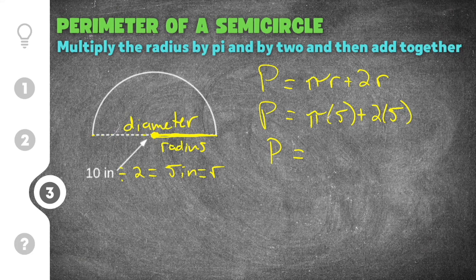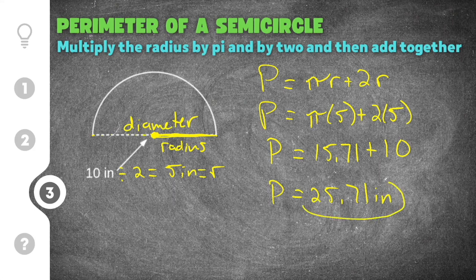And I'm going to multiply pi times 5. I'm going to get 15.71 plus 2 times 5, which is 10. And then to get the final perimeter, you add those together. So that's going to be 25.71. And we are in inches for units. So it's 25.71 inches for the perimeter of this semicircle.